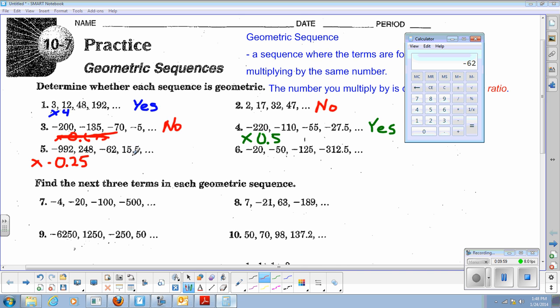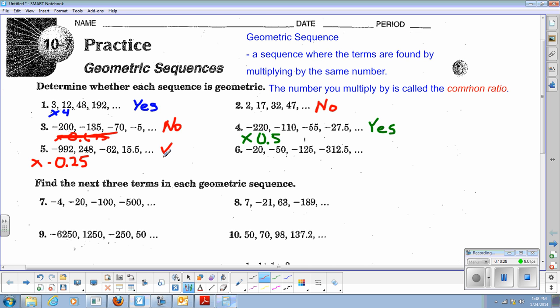Now let's see if we can get 15.5. I'll take this times 0.25, make it negative, equals, whoops, I multiplied that wrong, didn't I? Let me clear my calculator again. So we have negative 62 times negative 0.25. I believe I must have actually typed 25. My apologies for that. 15.5. So yes, this is geometric. So again, when you're trying to determine this, you want to take a look: am I multiplying by the same amount? That's a geometric sequence. So we have 1, 4, and 5 that, yes, were geometric sequences.